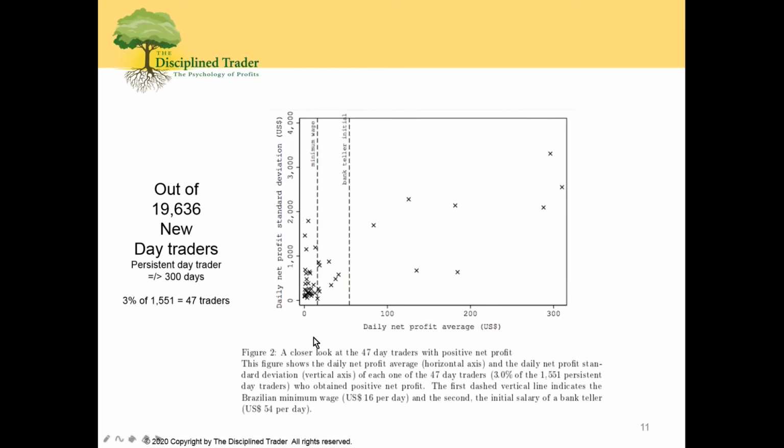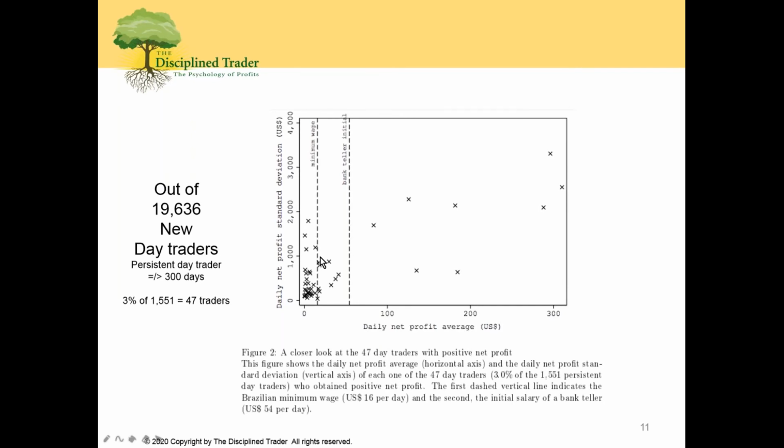That's 47 traders. And of those 47 traders, this is a chart of the daily net profit average, and this is the daily net profit standard deviation. Don't worry about it too much, except to say that the cluster here, it almost looks like a basketball analysis, but the cluster here has made money. The majority of those 47 traders made very little money. And this is the line for minimum wage, which is what, $14 or something? What does it say here? $16 a day.